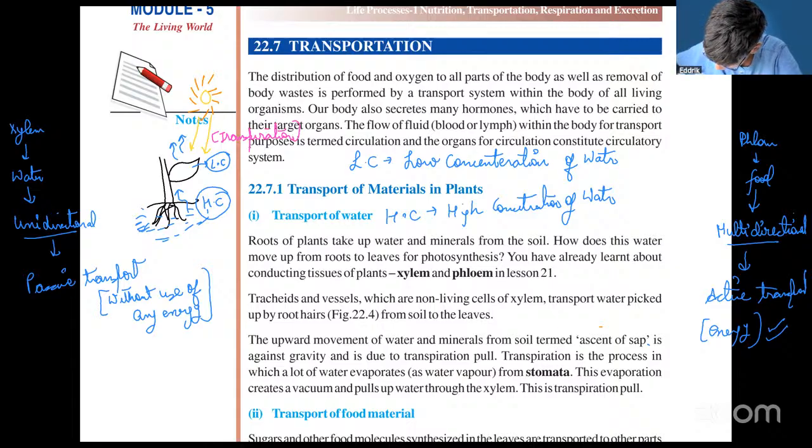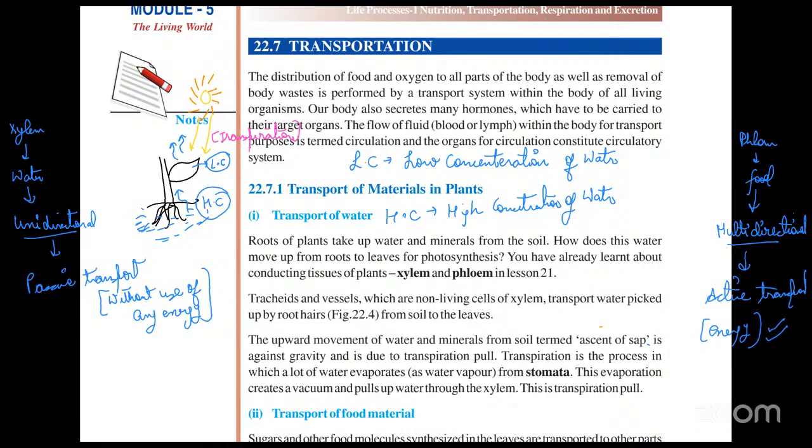So in this, did the plant use any energy? No, it happens automatically because the sun rays are there, transpiration is there. Because of transpiration, the water is pulled up towards the leaf. Did you understand? Yes, sir. Because of this transpiration pull, the transport of water is also called passive transport.